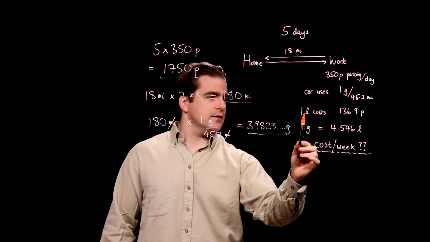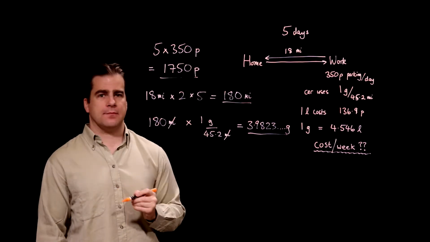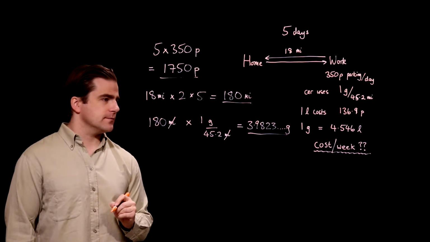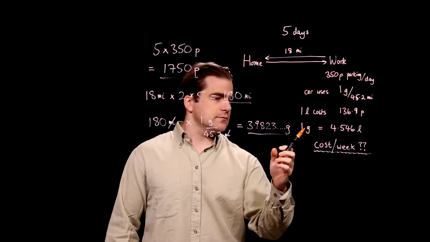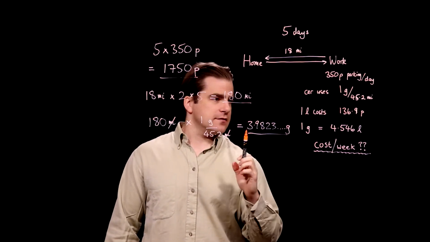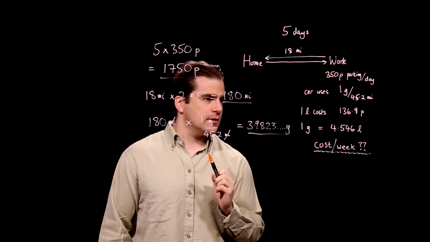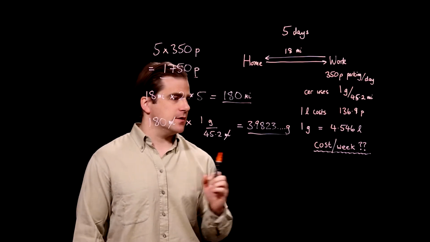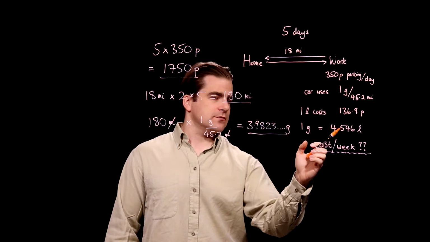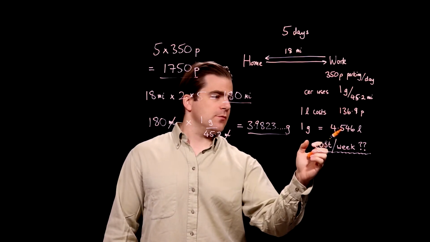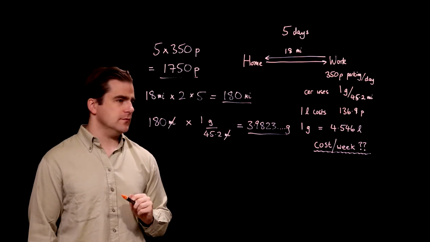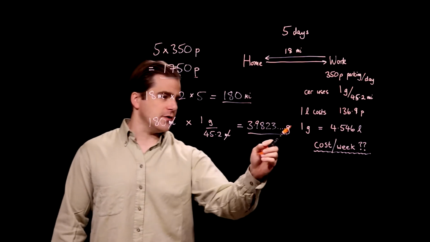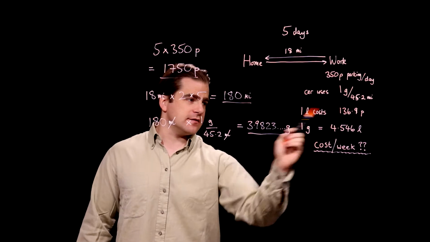Okay, next bit. 1 litre costs 136.9 pence. Litres, gallons, pence. Can't really do much with that yet, so let's use this one and then come back to that. 1 gallon is 4.546 litres. So we can work out the total number of litres he uses because we've got gallons and we can convert from gallons to litres.